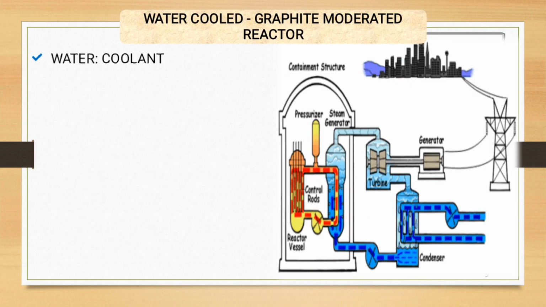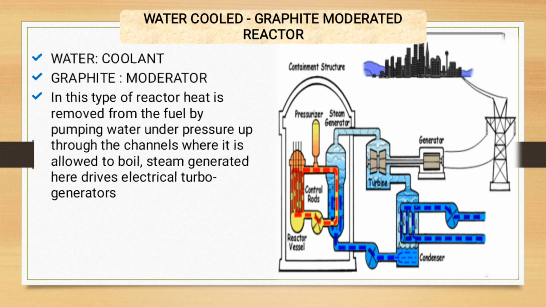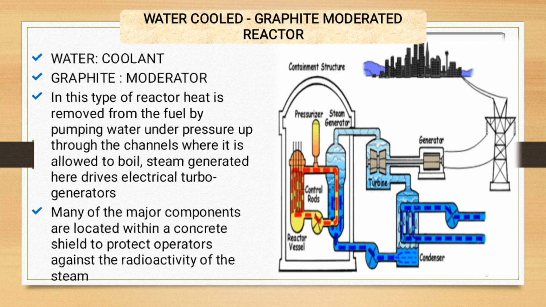Water cooled graphite moderated reactors. Water is used as coolant, graphite is used as moderator. In this type of reactor, heat is removed from the fuel by pumping water under pressure up through the channels where it is allowed to boil. Steam generated here drives electrical turbo generators. Many of the major components are located within a concrete shield to protect operators against the radioactivity of the steam.